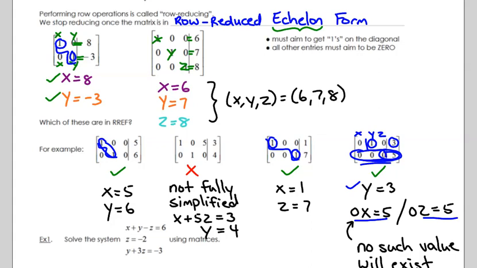Now let's take a look at the one that I've X'd off. This one just isn't done yet. You do have that staircase, but there's that 5 that's still there, and I'd really prefer it to be all 0s if possible, because this is telling me x plus 0 y's plus 5 z's is equal to 3. That didn't really solve for anything. Do you see what I'm saying? It's still not simplified yet, and that means that we probably still have some extra work to do.